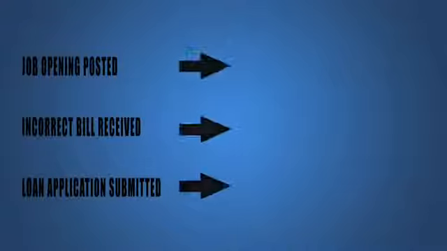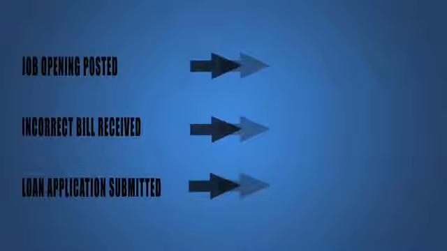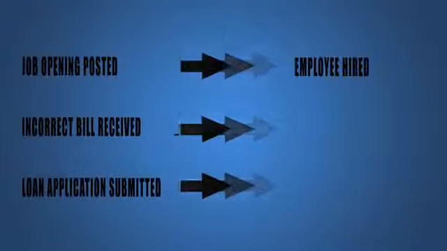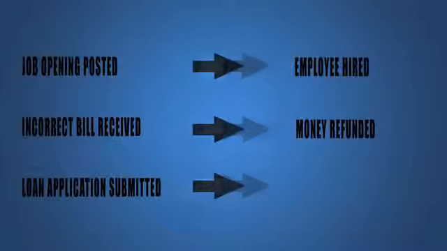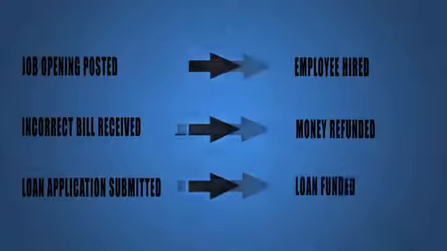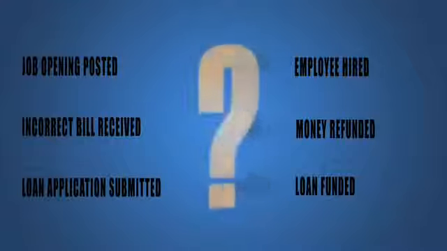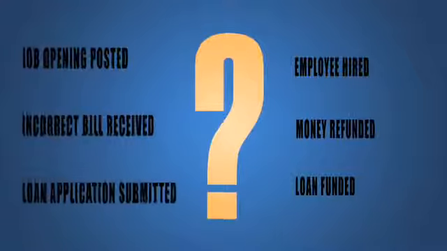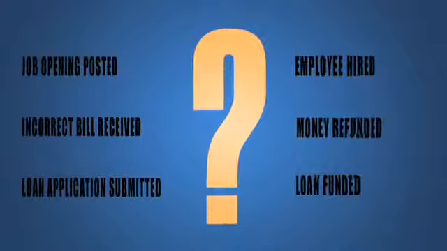For example, a job opening is posted. An employee is hired. An incorrect bill is received. Money is refunded. A loan application is submitted. And a loan is funded. The big question, however, lies inside of these arrows. What is happening between the actions on the left and the results on the right?